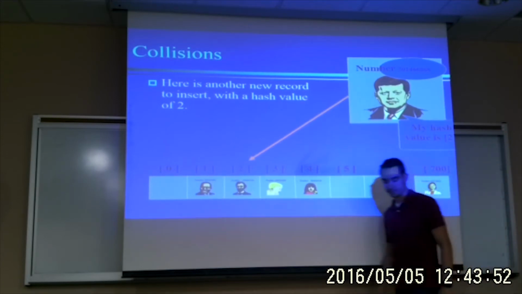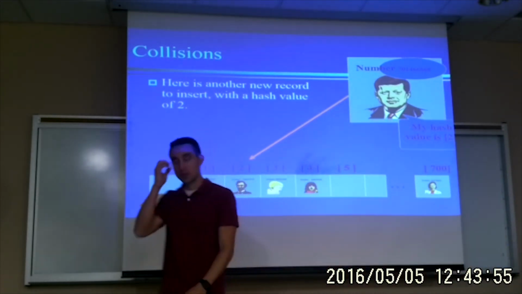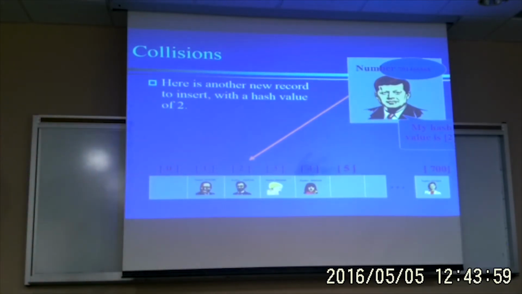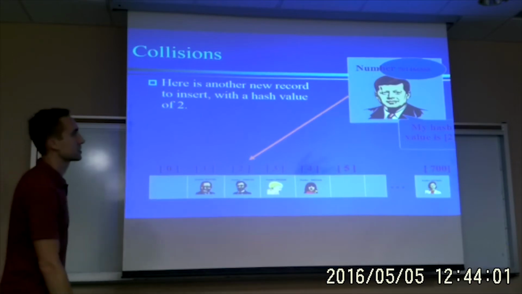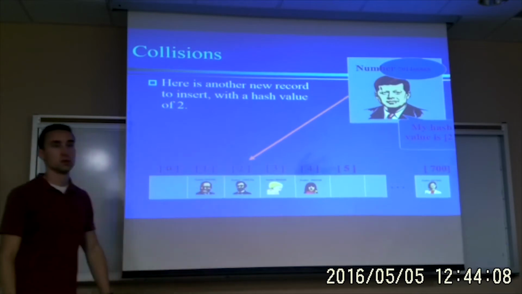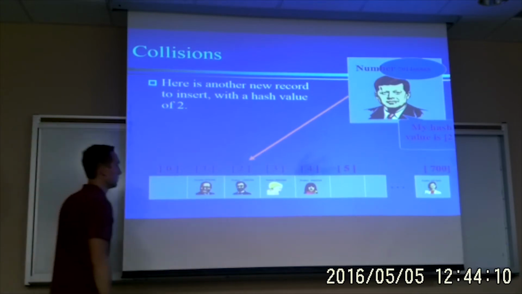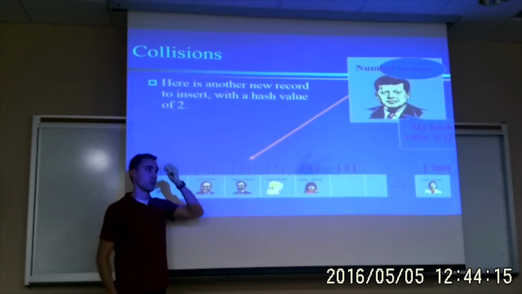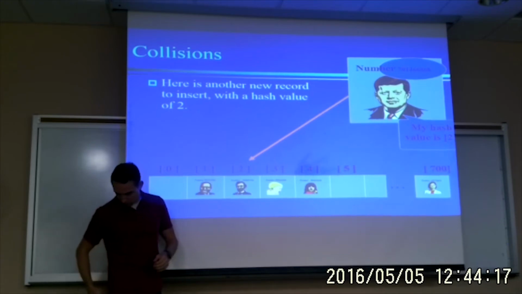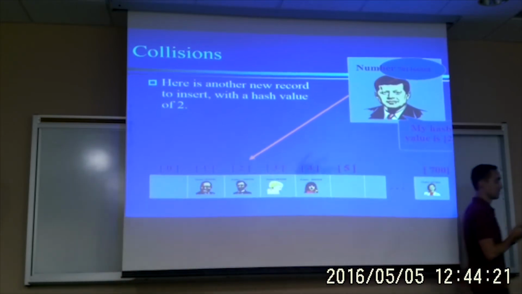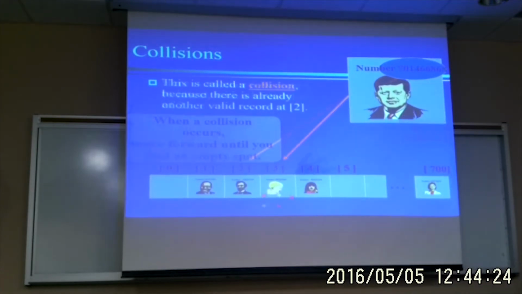Then we got JFK. His key is, I know it's hard to see, 701, 466, 868. Mod 701 gives us the value of 2. Uh-oh. Can we put him here? No. This is where we come into some issues.